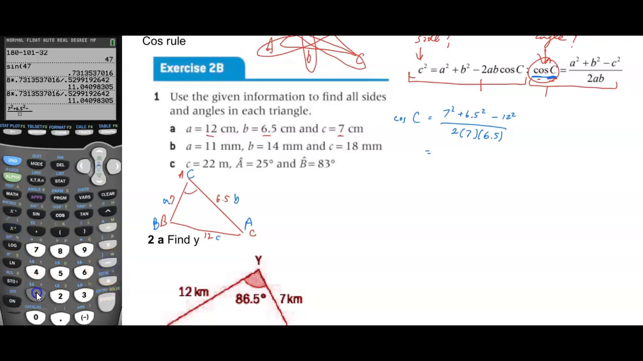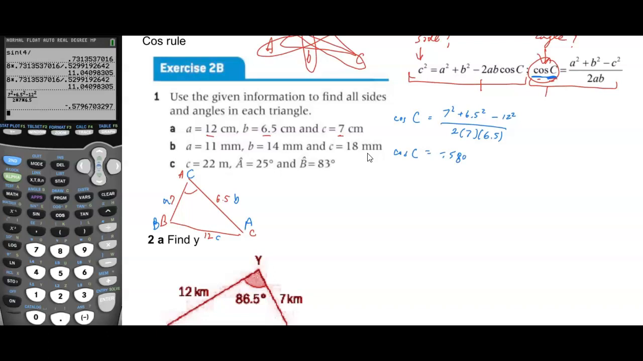Minus 12 squared. And then in the bottom, I'm just going to have 2 times 7 times 6.5. And then I hit enter, and I get negative 0.580. In this case, I'm going to write this down real quick. So I have cosine C equals negative 0.580.